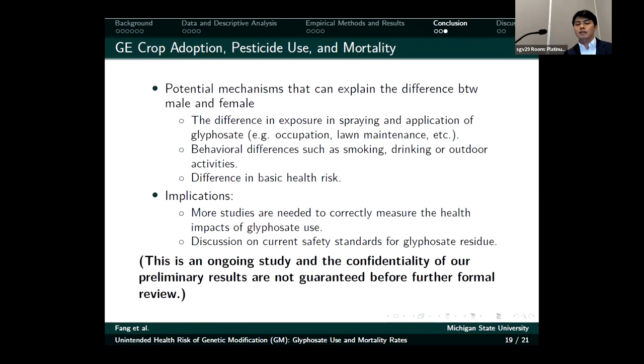There are two implications of our study. First, more studies might be needed to correctly measure the health impacts of glyphosate use. We might need to rediscuss the current safety standards of glyphosate. And the last statement is that this is still an ongoing study. I think our topic might be very controversial, so the confidentiality of our results is not guaranteed before further review.